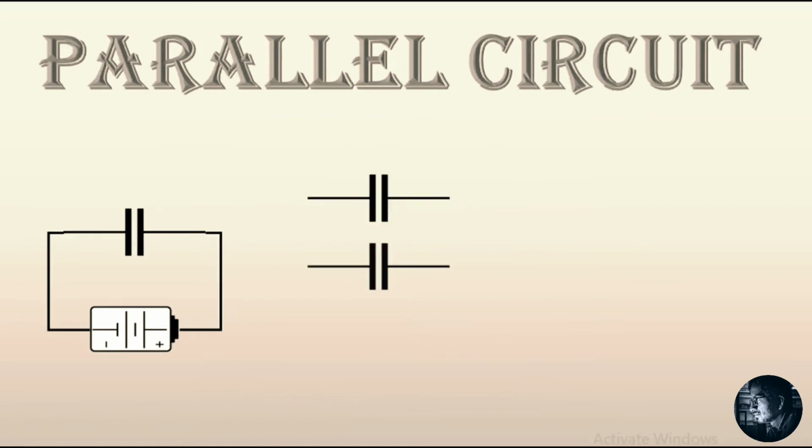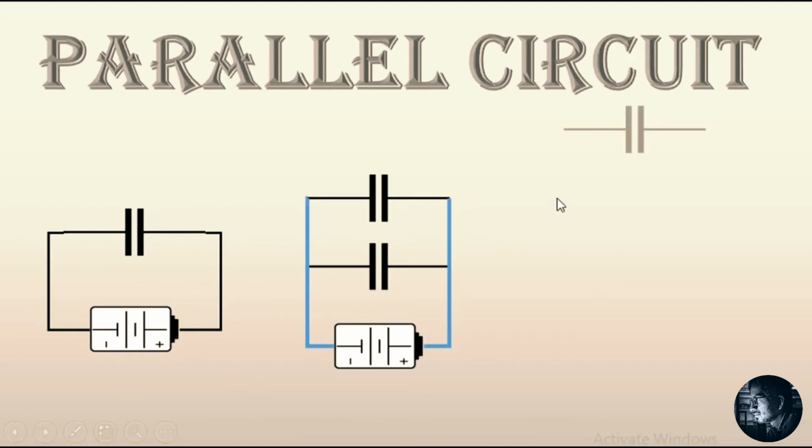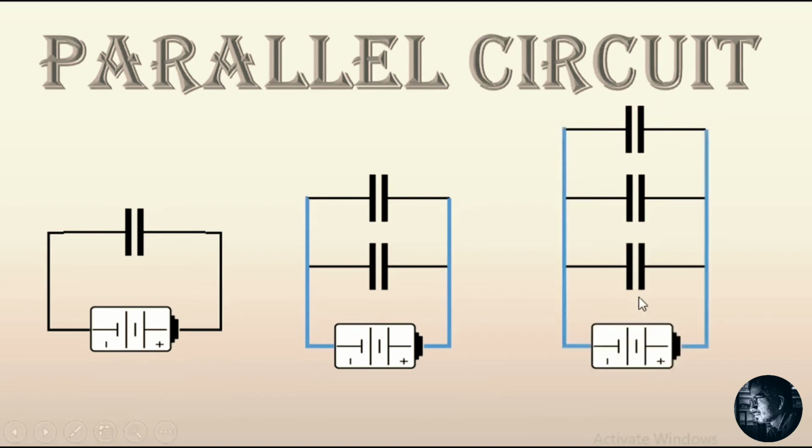Parallel circuit. Here we will have double charge because two capacitors are in parallel. Here we will have triple the charge because we are using three capacitors in parallel for higher charge storage.